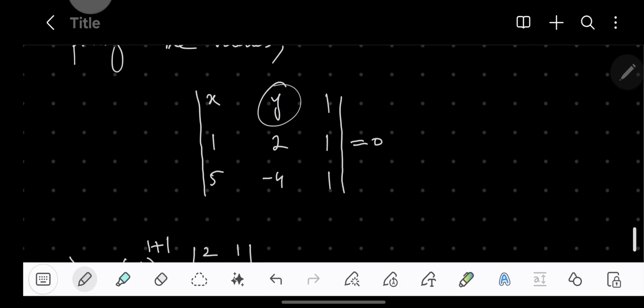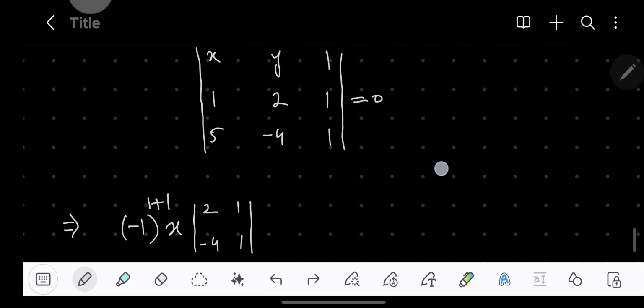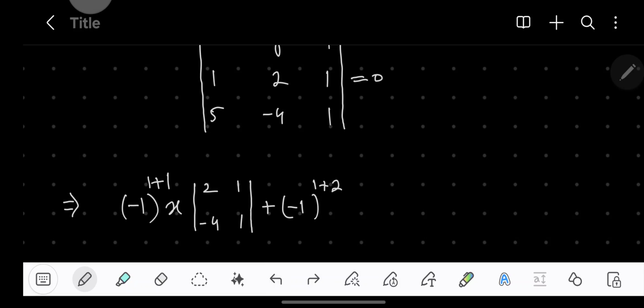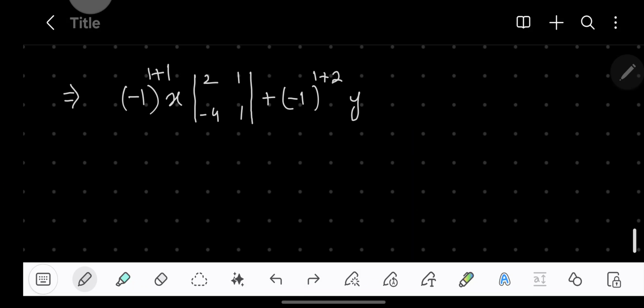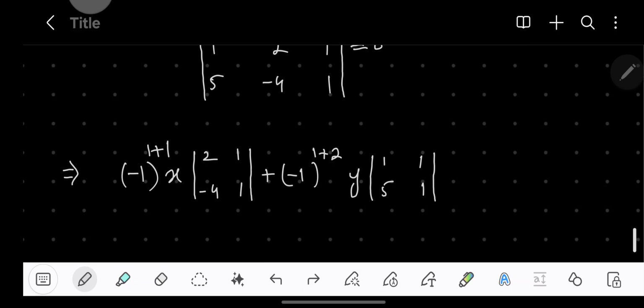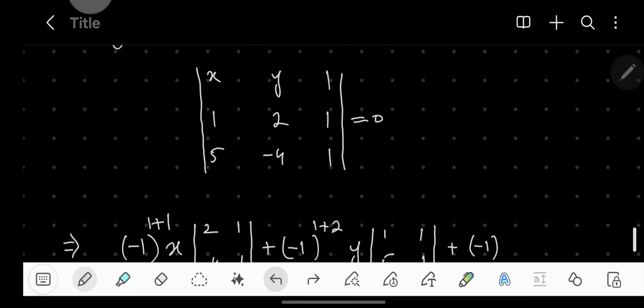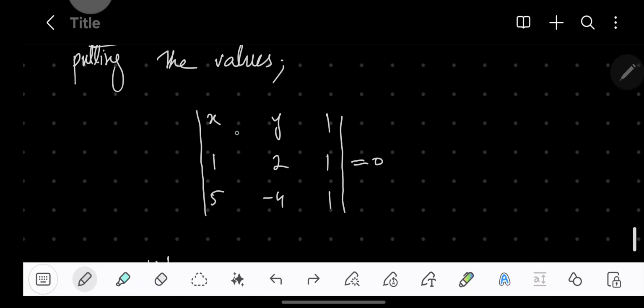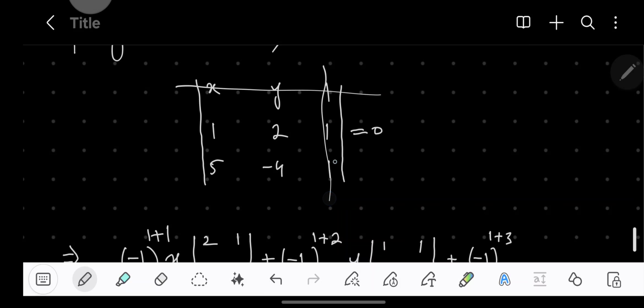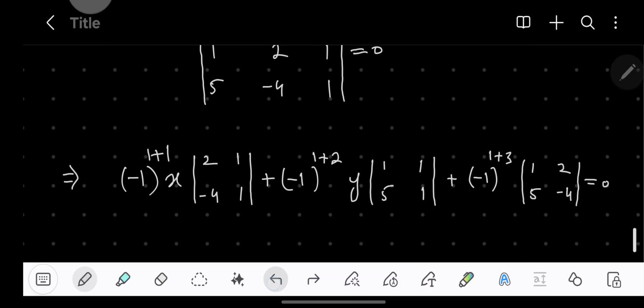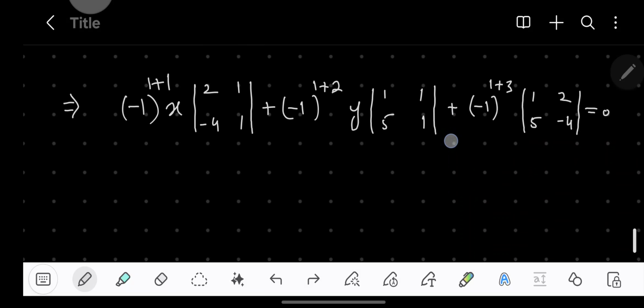And then for y, since y is in the first row and the second column, I will write (-1) to the power 1 plus 2 times y, and deleting this column and deleting this row, we are left with this and with this. So I will write these as a determinant, and for this value I will write (-1) to the power 1 plus 3, because this is in the first row and the third column. So if I delete this and this, I will be left with this. So I will write this as a subdeterminant, the determinant of the submatrix.